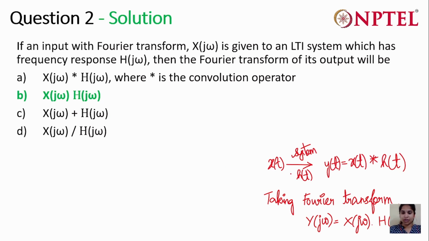So if I have a system whose impulse response is h of t, the input is x of t. So what is our output? It's a convolution of x of t with h of t. Now we are taking Fourier transform of this entire system equation. So y of t's Fourier transform is capital Y of j omega. So Y of j omega is equal to X of j omega into H of j omega. So the answer is B.